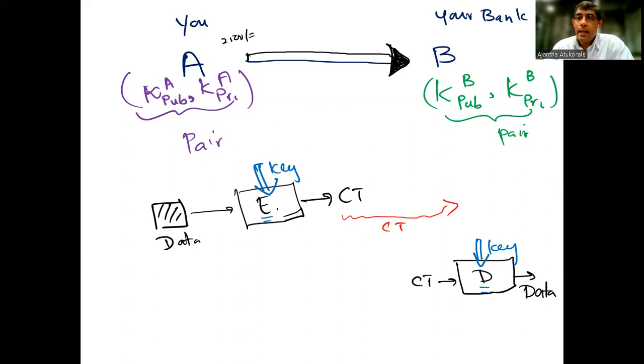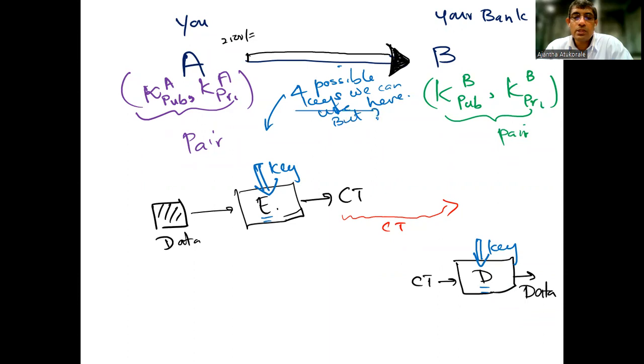Now, there are 4 keys actually, right? 1, 2, 3, 4. There are 4 possible keys we can use here. But which one is correct? Which one should we be using? That is our question now.